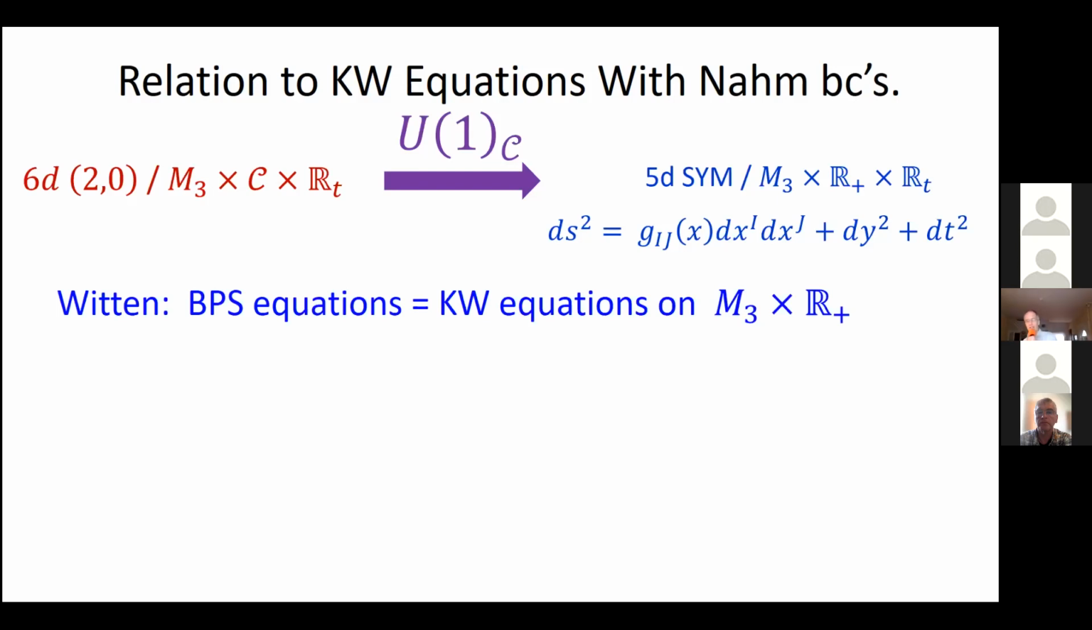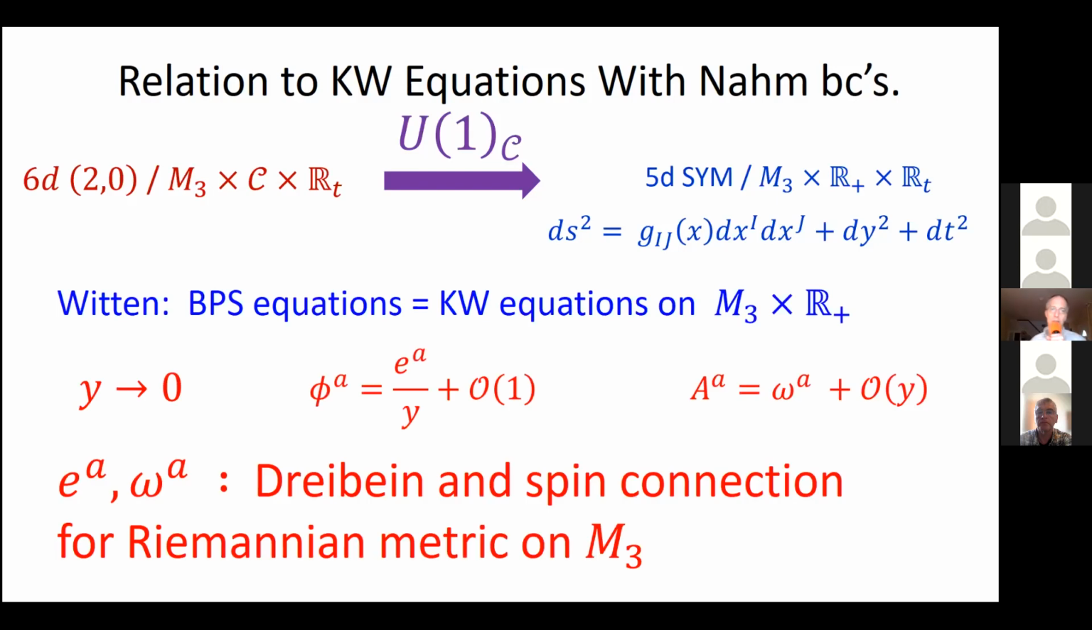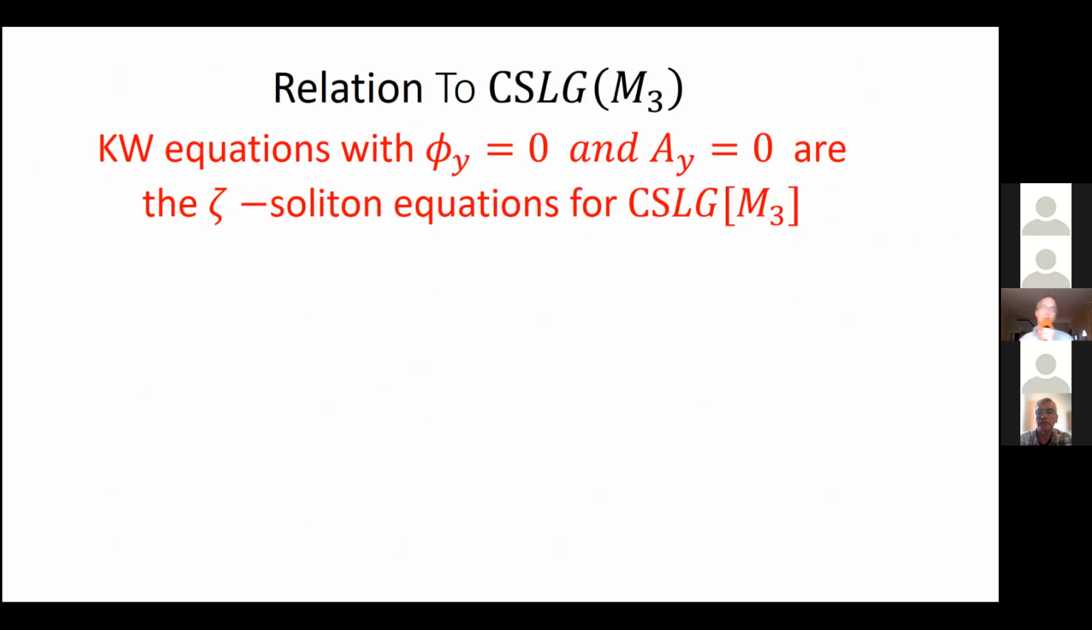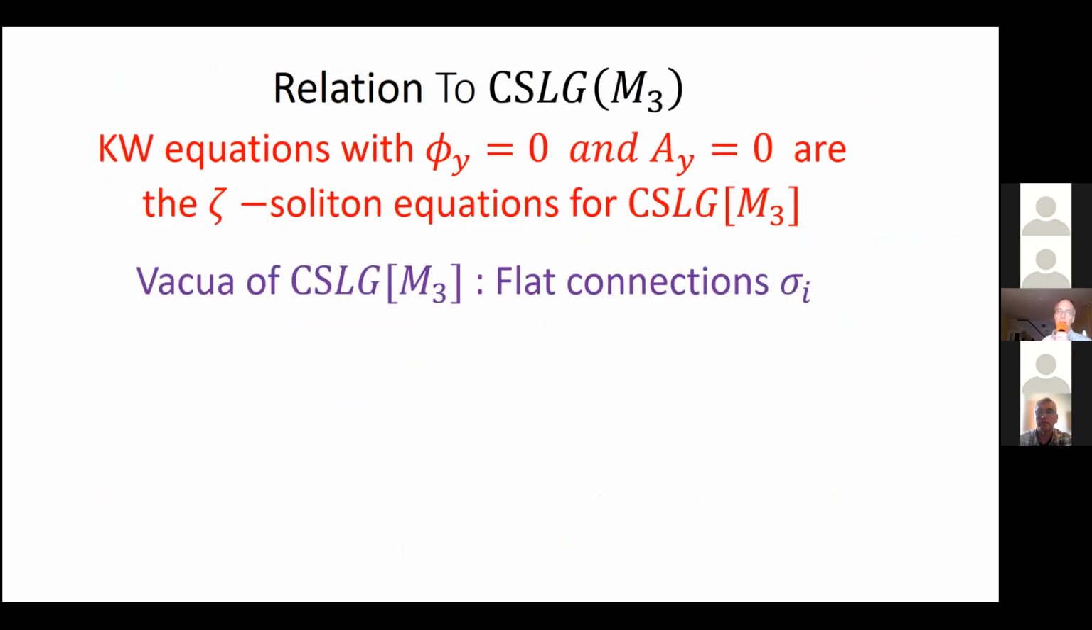Now, Witten considered exactly this kind of thing and showed that the BPS equations of this 5D super Yang-Mills are just the Kapustin-Witten equations from geometric Langlands theory on M3 times R plus, with the important boundary condition that as y goes to 0, the Higgs field of the Kapustin-Witten equation has a first-order pole in y with a residue, which is the dreibein, a frame for the Riemannian metric on M3. And the gauge field of the Kapustin-Witten equation just becomes the spin connection on M3. And indeed, in these Kapustin-Witten equations, you can choose a gauge where phi y and A y are 0, and then they become exactly the zeta-soliton equations for this Chern-Simons Landau-Ginzburg model associated to M3.